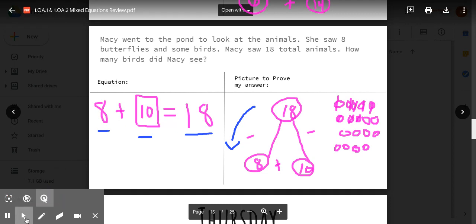All right, now it is your turn to practice what we've learned today. So go ahead and complete your seesaw activity and get it posted for your teachers to look at.